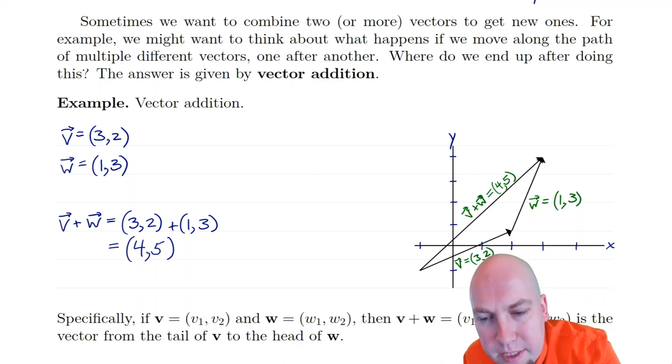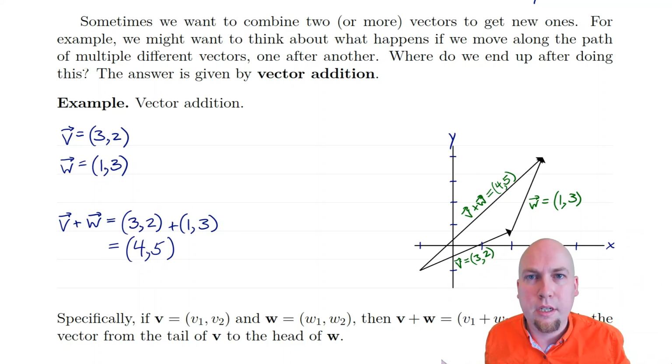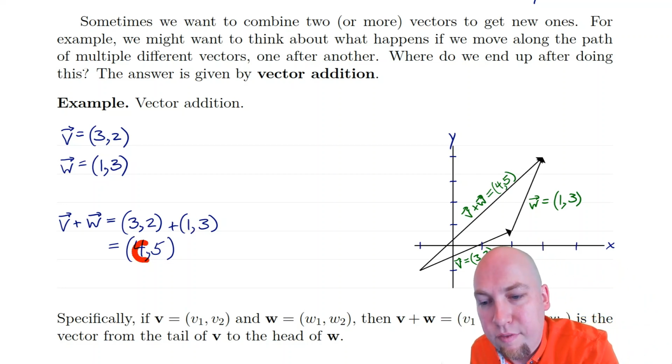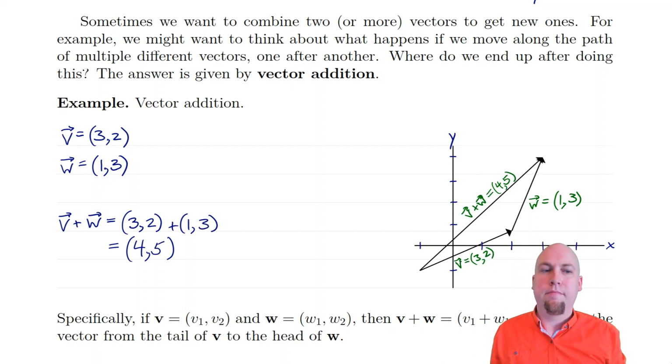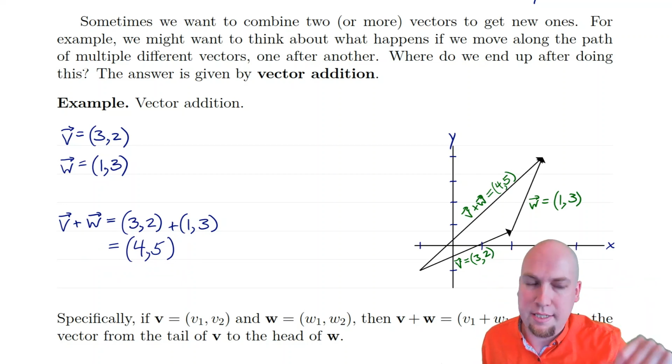So all you've got to do to add two vectors is just do the silly thing that you would have done, even if I didn't tell you how to do it. Just add them up entry-wise. Add up the first pieces, 3 plus 1 is 4, and add up the second pieces, 2 plus 3 is 5.